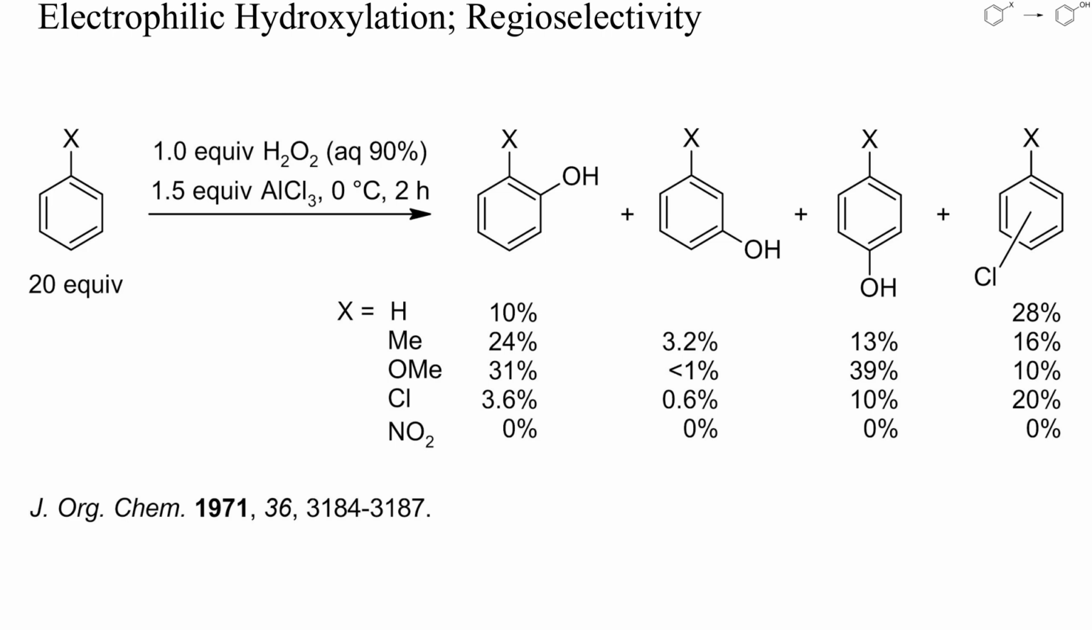The direct electrophilic hydroxylation of substituted arenes is of little synthetic value because of the low regioselectivity and yield. In these examples, an excess of arene was oxidized with one equivalent of concentrated hydrogen peroxide and aluminum chloride. Electron-rich arenes like toluene or anisole gave the best results, mostly ortho and para-substituted phenols, along with some chlorinated products. Nitrobenzene did not react at all.